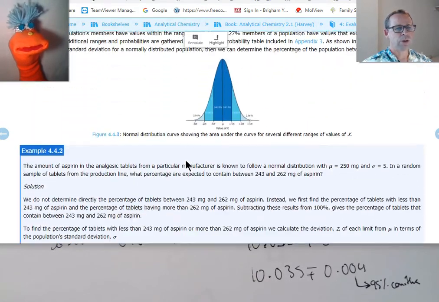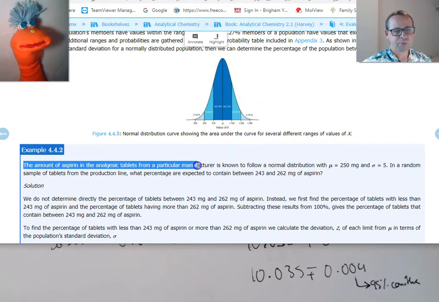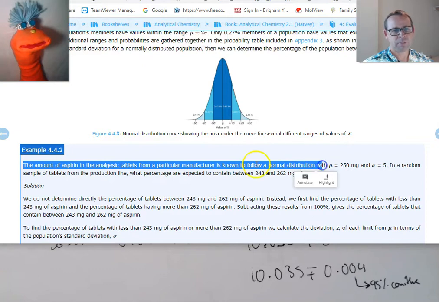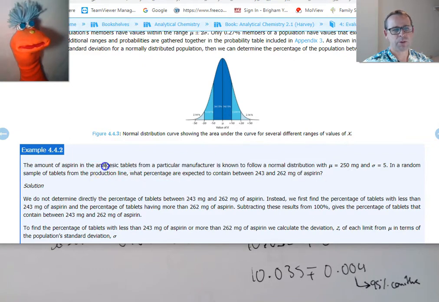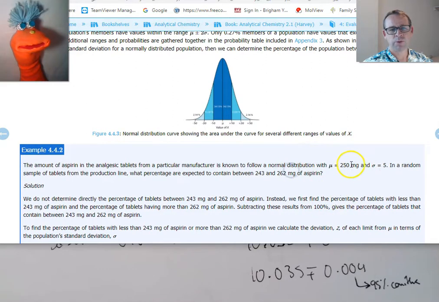So if we want to, how do we use this standard deviation information? Well, let's say the amount of aspirin in a pain-killing tablet, that's what analgesic means. It's a popular word in biochemistry and in pharmaceuticals. So analgesic, painkiller. The amount of aspirin in a pain-killing tablet is on average, that's our mu, average, 250 milligrams.